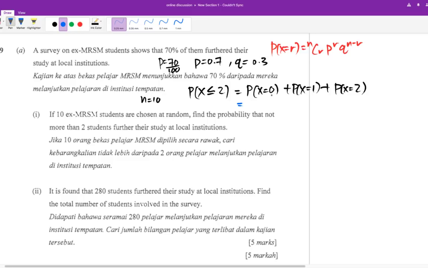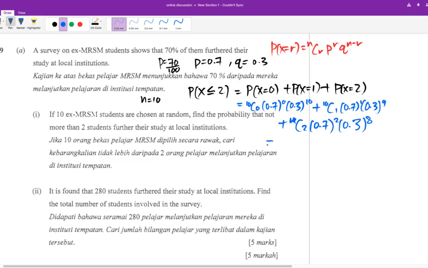So my n is 10, so I will have 10C0, 0.7 power of 0, and 0.3 power of 10, plus 10C1, 0.7 power of 1, 0.3 power of 9, plus nC2, 0.7, n is 10, sorry, 10C2, 0.7 power of 2, 0.3 power of 8.